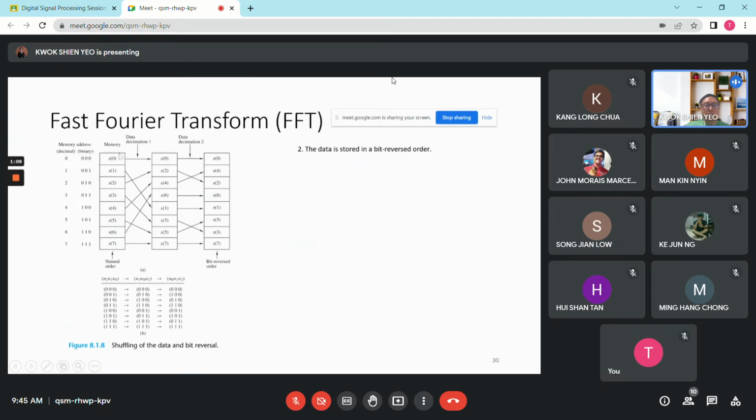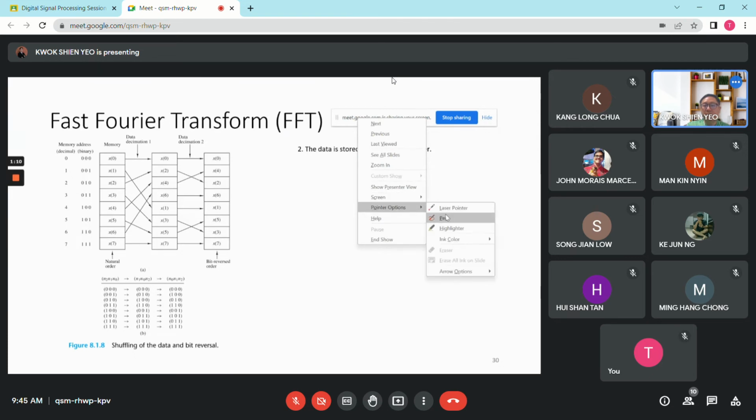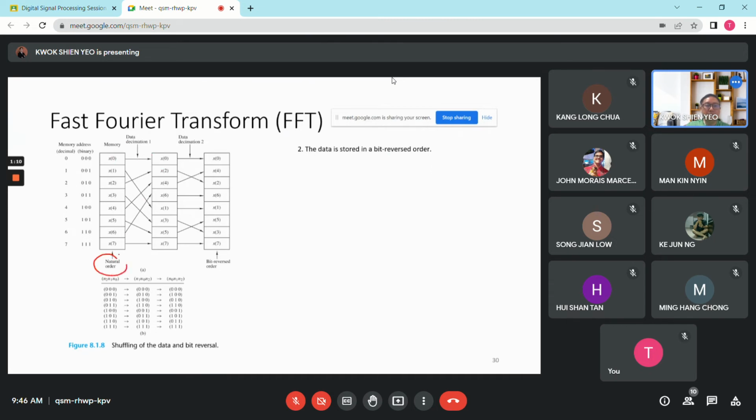This is memory address, right? So this bit reversal method. From here to here, right? So this natural order is from 0 to 7.